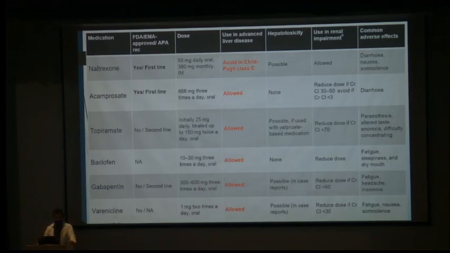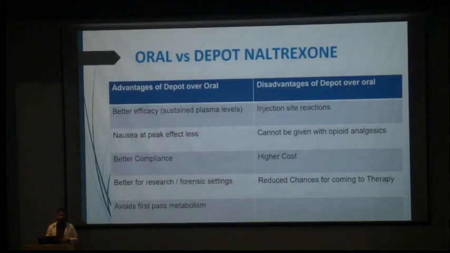Acamprosate, they say, is definitely allowed, except if the creatinine clearance is less than 30; 30 to 50 is also recommended to be avoided. Topiramate should also be avoided in kidney dysfunction. Baclofen, they say, can be given at all stages, but up to 30 milligrams. For gabapentin and varenicline, the problem is that the evidence is still building up, so it will take more time.